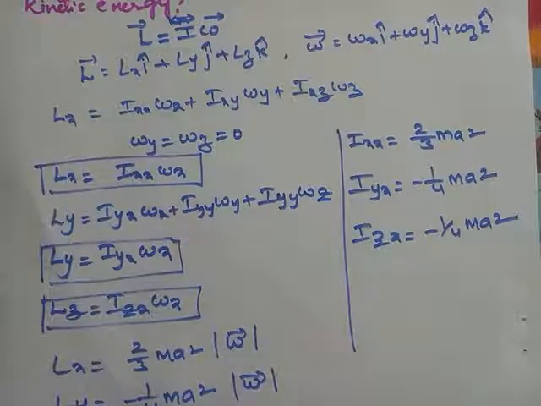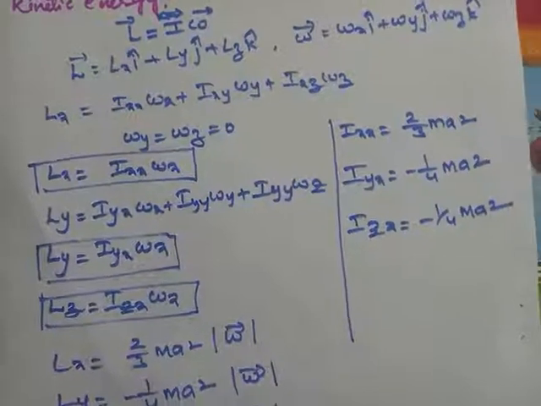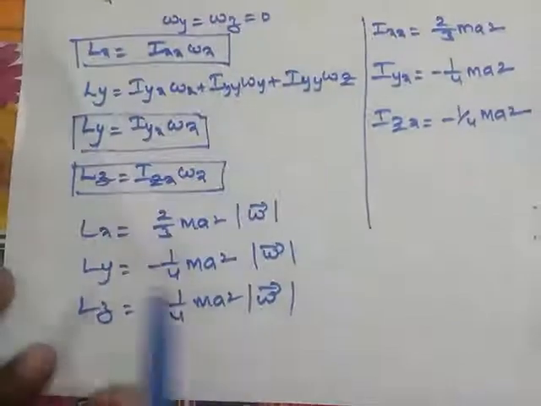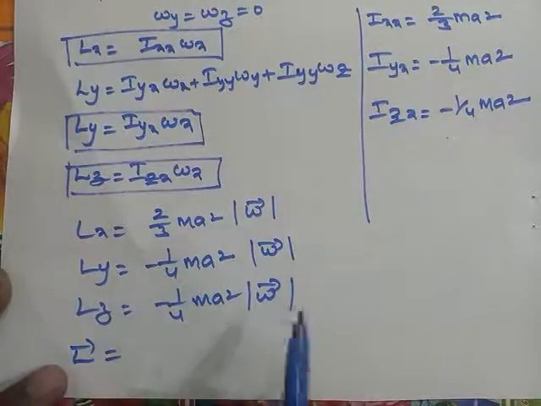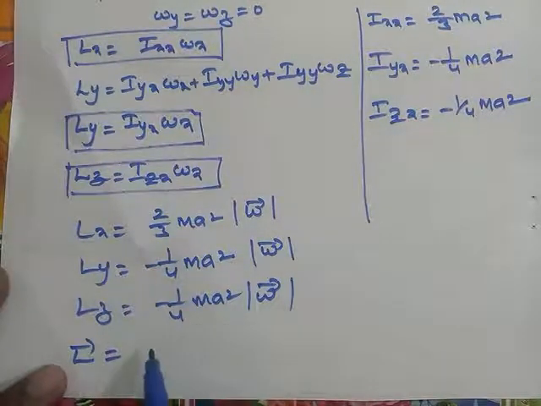Now substitute in the total angular momentum vector. So the total angular momentum vector will be L bar is equal to, substitute these values and take m a square and omega bar common. What do we get?